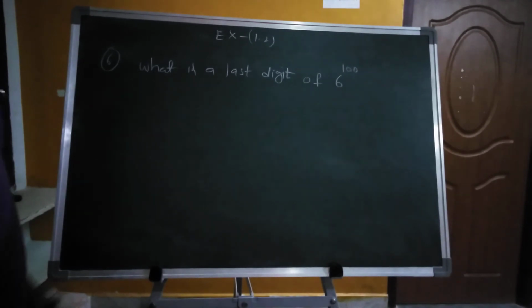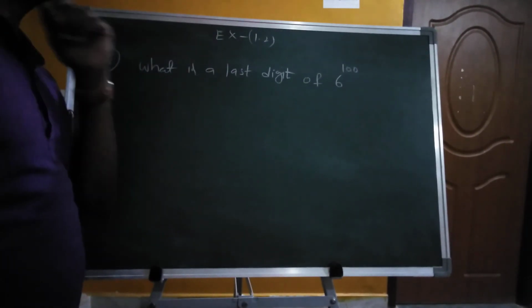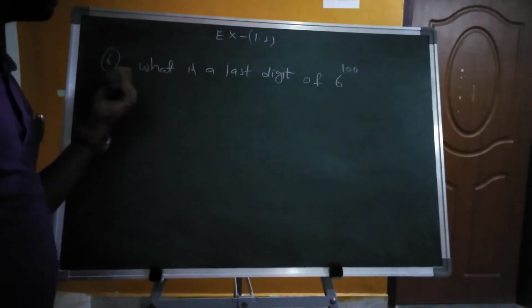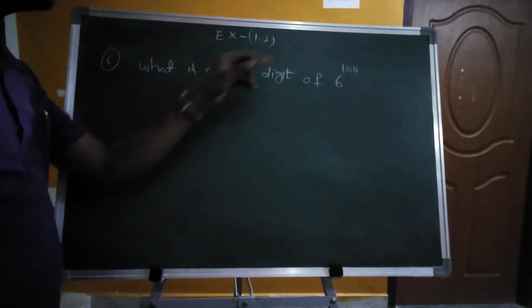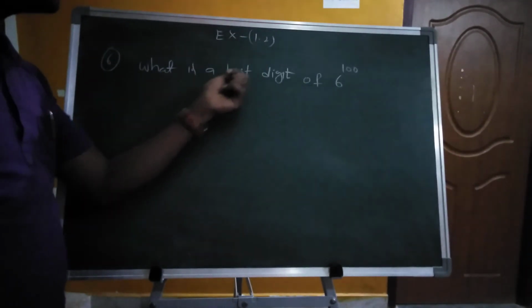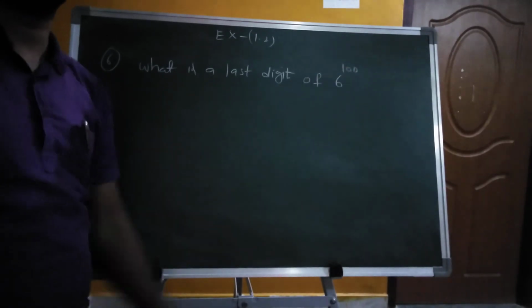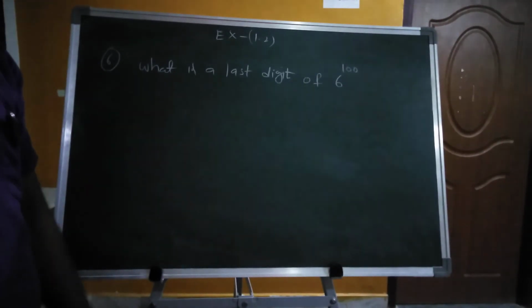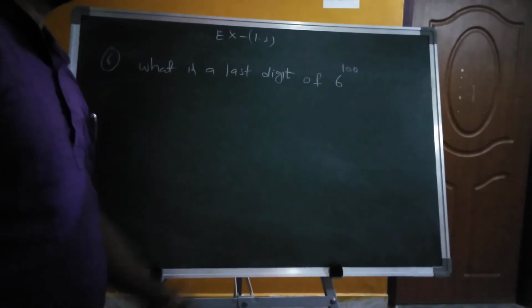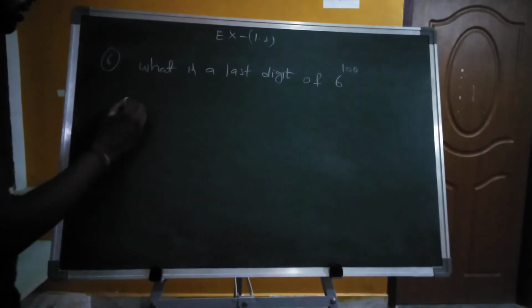See, exercise 1.2, last problem, sixth problem, the last problem in exercise 1.2. What is the last digit of 6 power 100? Observe here.